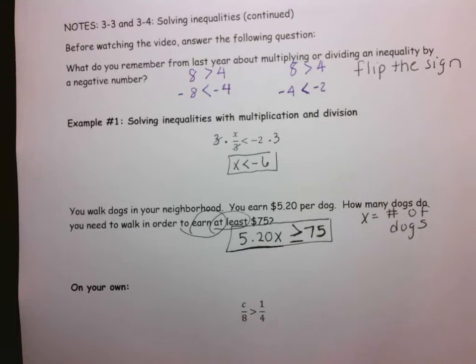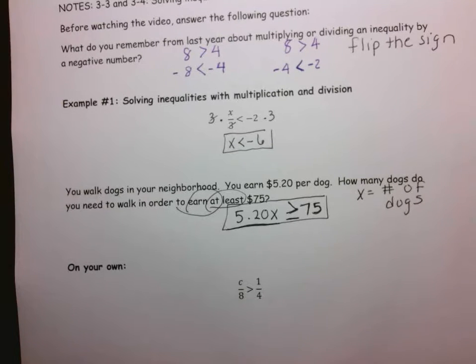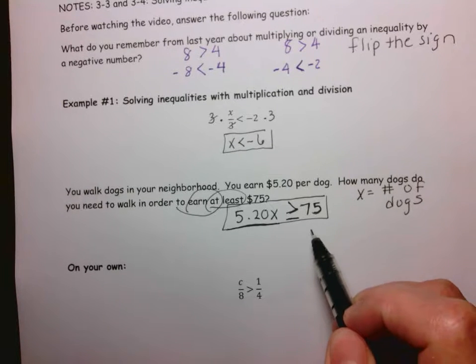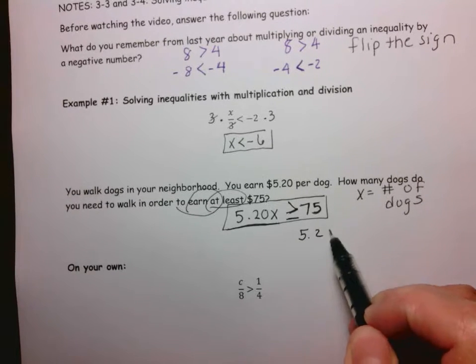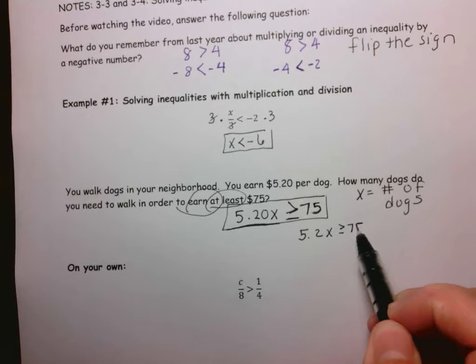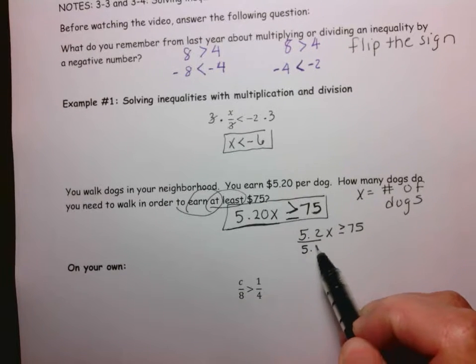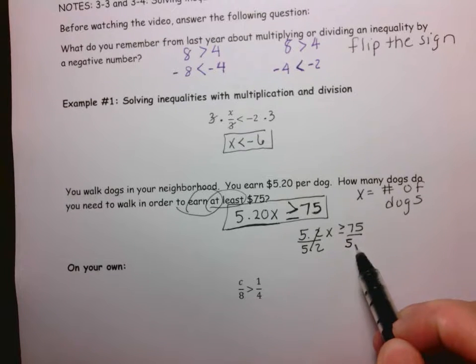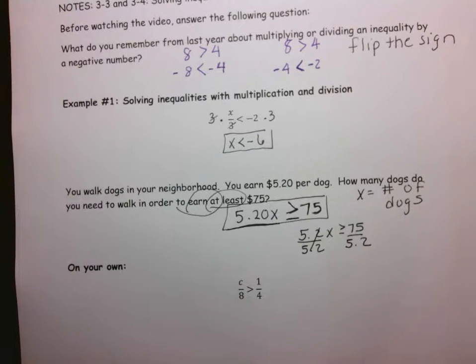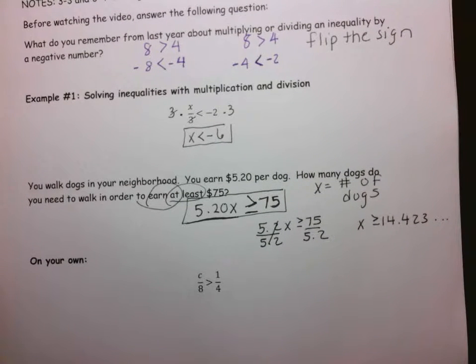So then how do I find out how many dogs I need to walk in order to earn at least $75? I'm going to divide both sides by 5.2. And when I do that, 75 divided by 5.2 is 14.4 approximately. So x has to be greater than or equal to 14.4 dogs. I have to walk at least 14.4 dogs.